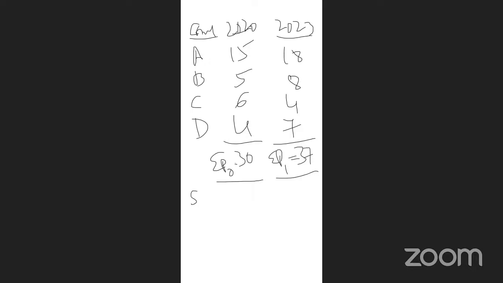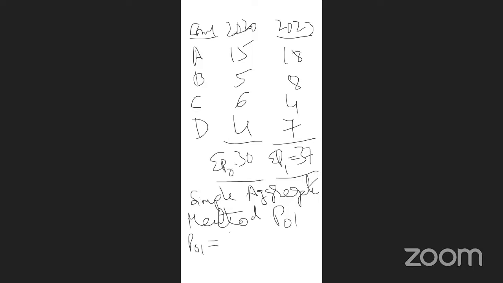Now, the simple aggregative method, the formula which is denoted as P01. P01 is equal to sigma P1 divided by sigma P0 into 100. So now, 37 divided by 30 into 100. So this is your simple aggregate method. Work out and tell me the answer.